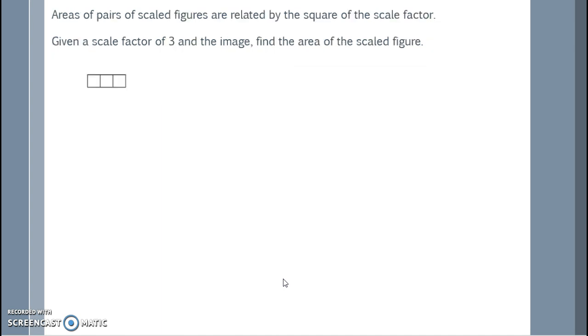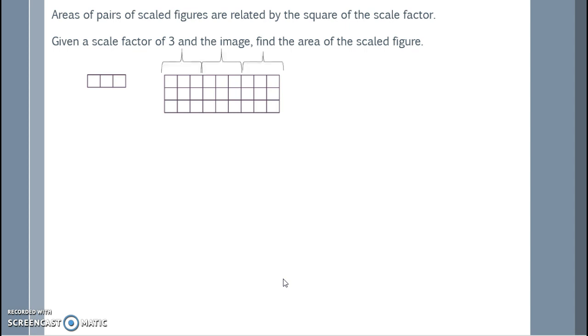Areas of pairs of scaled figures are related by the square of the scale factor. Given a scale factor of 3 and the image below, find the area of the scaled figure. So the area of our scaled figure will be as follows. Notice that our original figure had 3 across. So we need to take this 3 across and multiply it by 3.